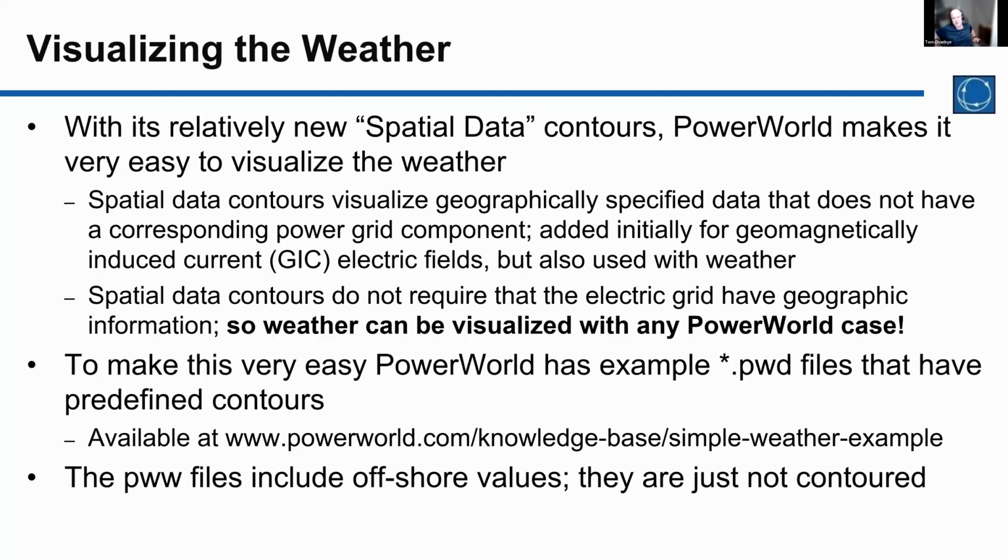Then, visualizing the weather: PowerWorld has relatively new spatial data contours that we added for some GIC modeling, but we also use them for weather. These visualize data using the PowerWorld contours, but you don't have to have power system objects on the one line. They actually just are based on the underlying geographic coordinates. And that makes visualizing them such that you don't have to have geographic coordinates in your power flow case.